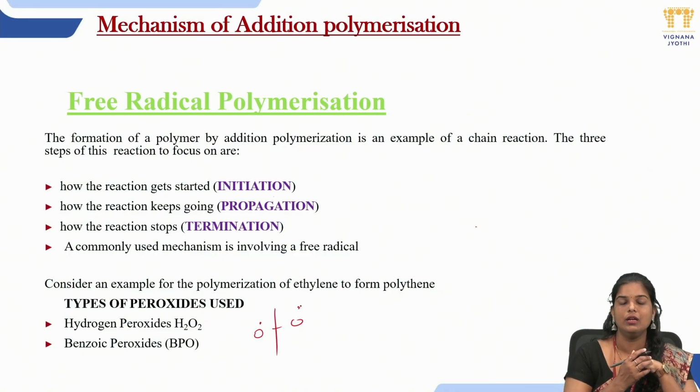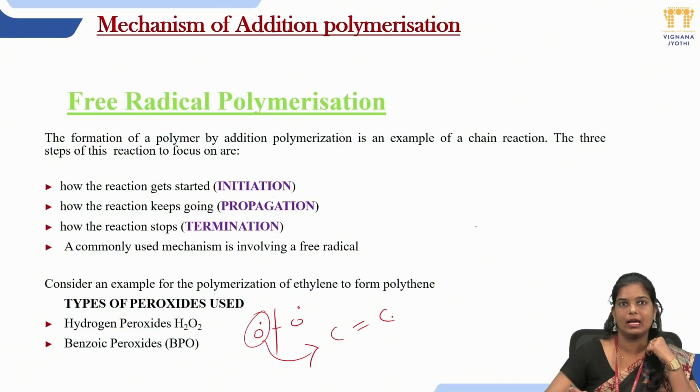O free radical and then another O free radical. This O free radical can easily attack the C double bond C. Yes, it can attack C double bond C. Now what will happen when it is attacking? This bond breaks again and it forms a C single bond C. This is how the reaction proceeds.